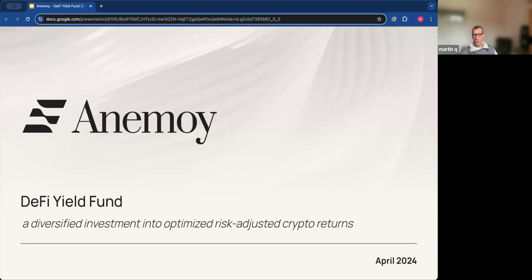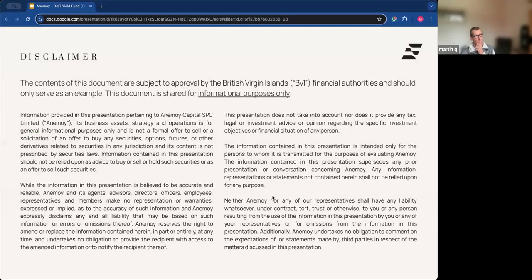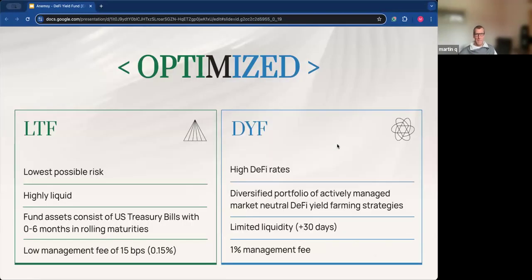It will be called, as we had it approved by the Financial Services Commission of the BVI, the DeFi Yield Fund. The full name is DeFi Yield Fund 1 SP, for segregated portfolio. It is a fund-of-funds structure where crypto hedge fund shares will be held by this Anemoy fund, and you participate in underlying market-neutral DeFi yield strategies. Combining it a little here, you're able to optimize returns.